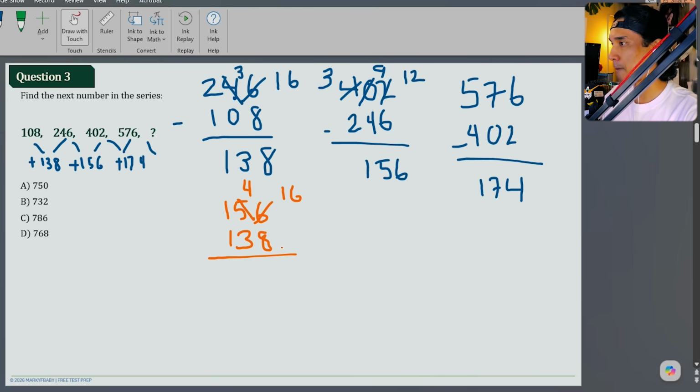So 16 minus 8, that equals 8. 4 minus 3, that equals 1. So from here to here, plus 18. All right. So what's happening from 156 to 174?